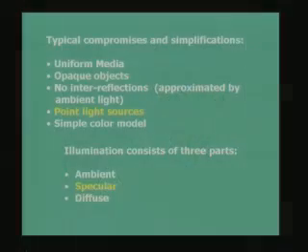So, the typical compromises and simplifications which are done, as seen in this slide, we have talked of this in the last class, is that we assume a uniform media, we assume opaque objects, we assume no interreflections, or even if it is there, it is approximated by what we call ambient light, point light sources is what we assume, and a very simple color model. Out of these simplifications which we consider, the two most important are the no interreflections part, where we assume that there is an ambient light present in an environment.